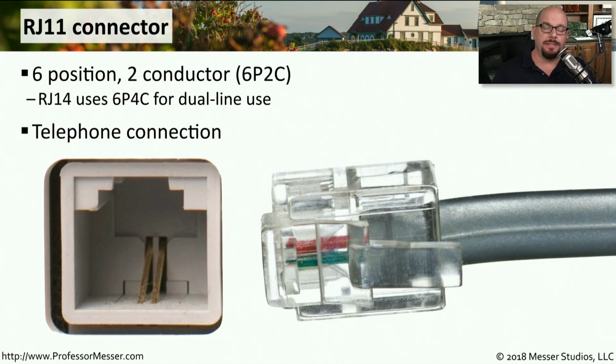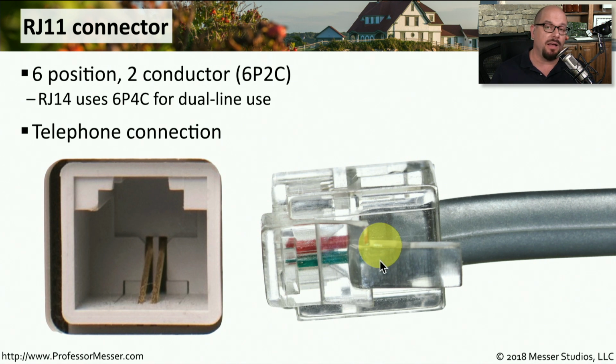If you're connecting a telephone or an analog modem to your plain old telephone system, or your POTS system, then you're probably using this RJ11 connector. This is what we technically call a 6-position 2-conductor connector. That means there are 6 places for wires inside of this connector, but we're really only using 2 of those conductors, as you can see in this cable that has this RJ11 connection at the end.